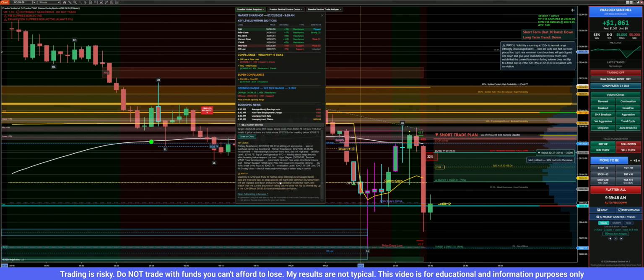So stops placed too tight near common round numbers will get clipped. And it's not wrong. It's been pretty accurate. If you do want to see the full brief, you could click it here and it will open up a browser window. I'll bring that over to you.